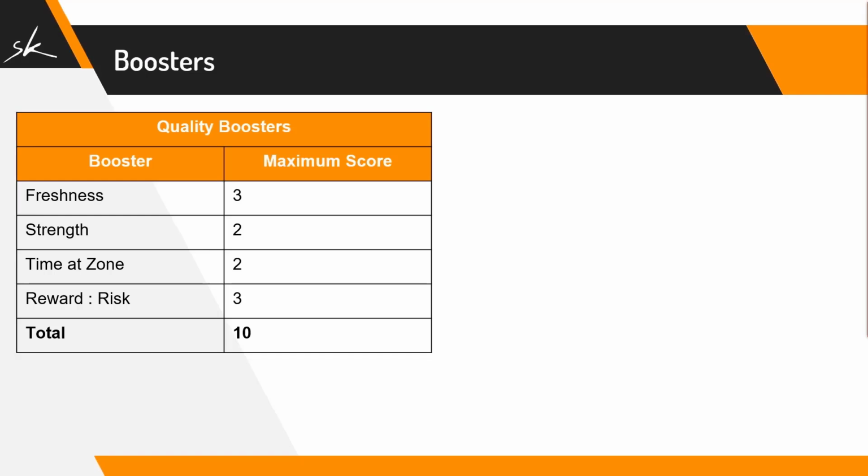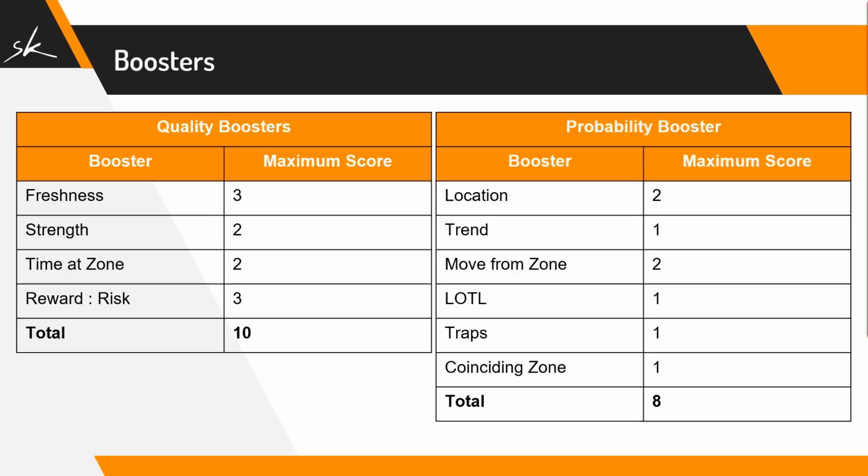In the basic lessons, we covered quality boosters. The maximum score a zone can have is 10. In the advanced lessons, we covered probability boosters. The maximum probability score a zone can have is 8.